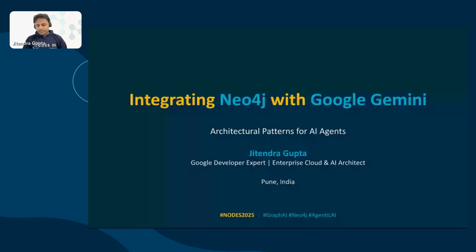So I'll get started. My topic is going to be integrating Neo4j with Google Gemini. Specifically, we are going to discuss the architecture patterns on how the agents are making sense when you are integrating it with Neo4j, or to be precise, Neo4j graphs.